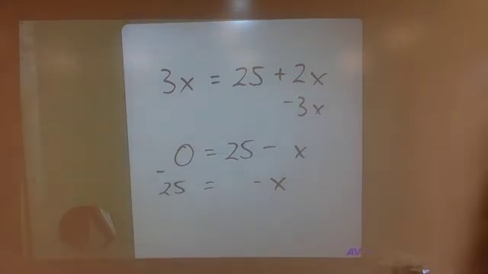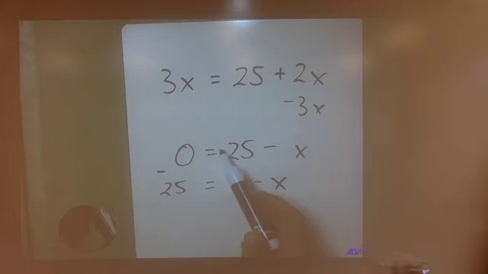Now, this is a little bit tricky because this looks like a subtraction problem. We're supposed to do the opposite. So the opposite of subtracting is adding. So a lot of people want to add there. But this subtraction sign always goes with the term that's after it. So this minus sign goes with the x. So we're looking at the sign that's in front of the 25, and there isn't one. So that means it's positive. It's a positive 25. So we got to move it over here and make it a minus. We got to do the opposite. So 0 minus 25 is negative 25. Negative 25 equals negative x.